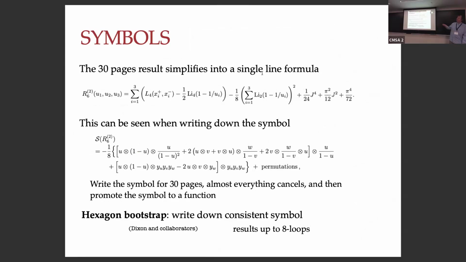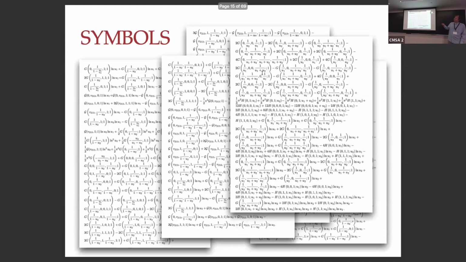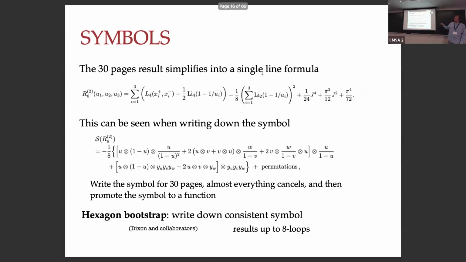Using the symbol method, once you calculate the symbol of this function, you can reduce everything to something like a two-line formula. This is the symbol, and then you can upgrade the symbol back to the function space, which looks like that. The symbol for these 30 pages is these 2 lines, and it's equal to that. So in principle, there is some long sequence of identities between these functions which turn these 30 pages into 1 line, but it's very hard to see. The symbol is a tool to do it.